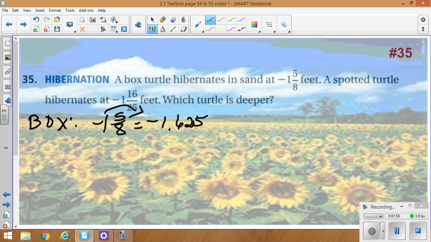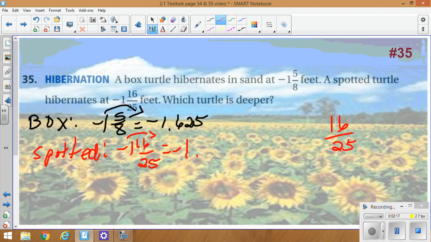Okay, and now we have the spotted turtle. Okay, and we have -1 and 16/25. So the -1 will be brought over. And I'm going to take the 16/25. Now the easiest way to do this, since the denominator is 25, I'm going to times this by 4 to get 100. And 16 times 4 is 64. So 64/100 is just the same as 0.64. So I get -1.64. Now, do you notice in the first decimal there are 3 decimal places? And in my answer down here in red, there's 2. To make it look like there's 3, I can just add a 0.